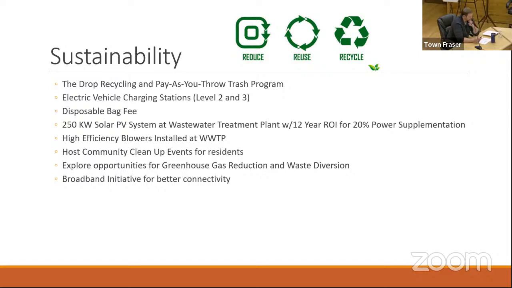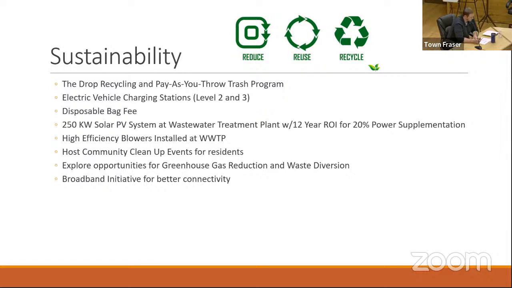We've hosted some community cleanup programs and events for residents. We continue to explore different opportunities to reduce our greenhouse gas emissions and look at different ways that we can divert waste here in the area. We have a great sustainability focus. It's a great initiative to be able to provide for sustainable tourism. As we do continue to grow and evolve, it's important that we protect our greatest assets, which are the environment and all the wonderful outdoor amenities here.